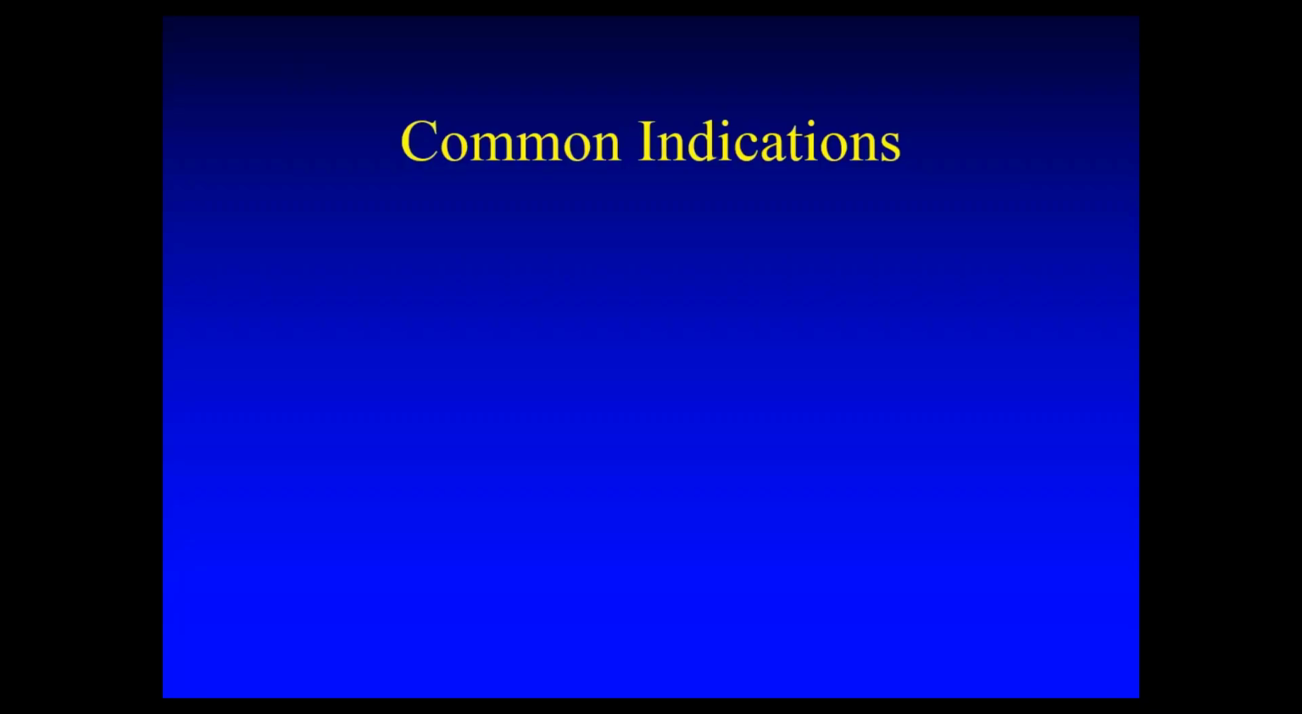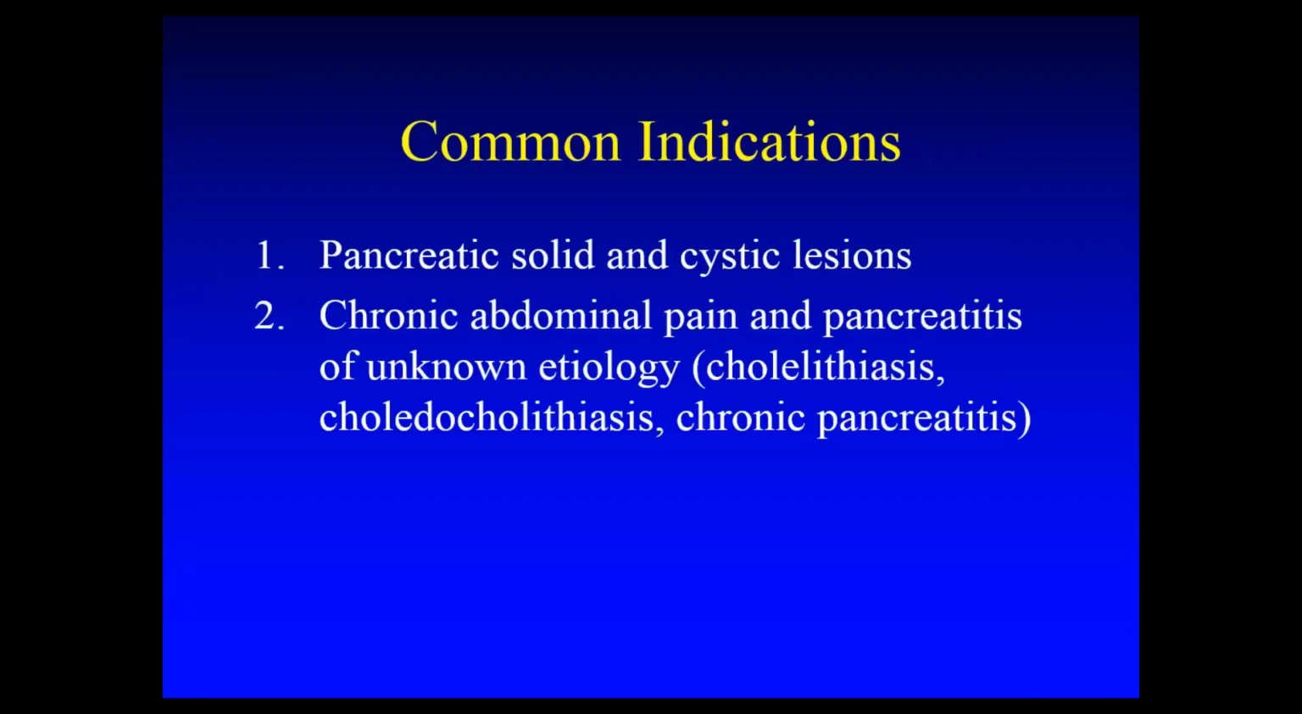So when do I do EUS? In my practice, the most common indication is to evaluate patients with pancreatic solid and cystic lesions, followed by the evaluation of patients with chronic abdominal pain and pancreatitis of unknown etiology. For these patients, I'm mostly looking for gallstones, common bile duct stones, and chronic pancreatitis.